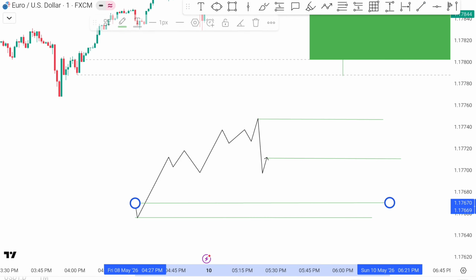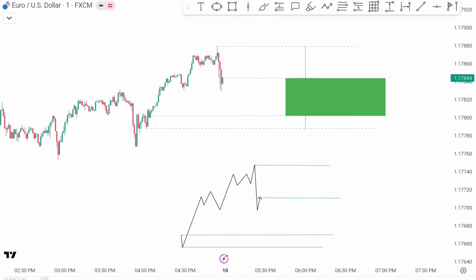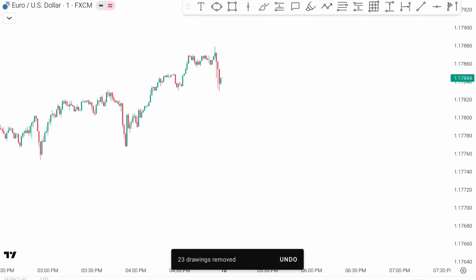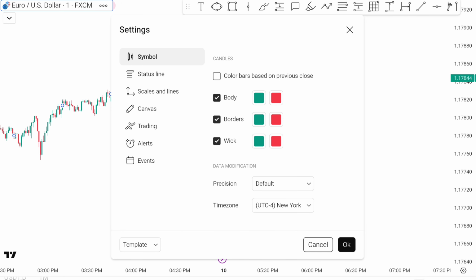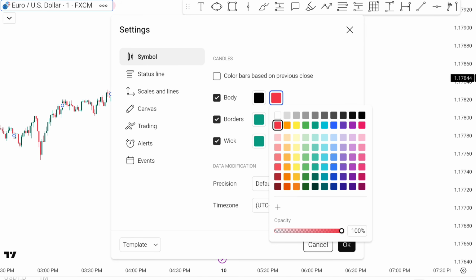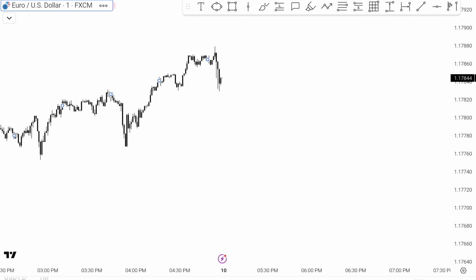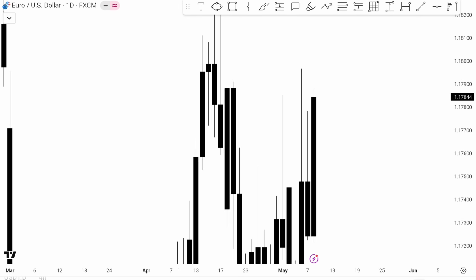But you do not need to see the green or red candles to see the price action. You can make all the candles colorless or even black and still tell which candle is green and which is red. We can remove all the drawings, then double tap on the candles, go to the symbols and make all the candles black. Now these are all black candles, and we can move to higher time frames, even the daily time frame.